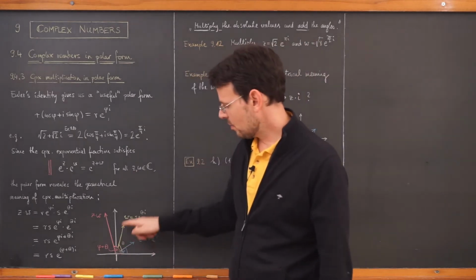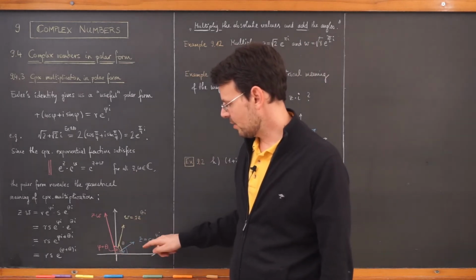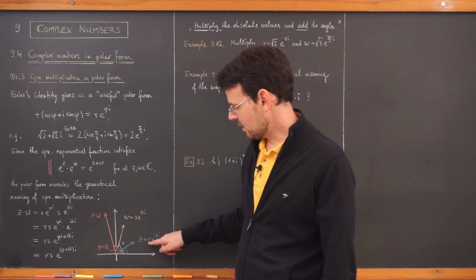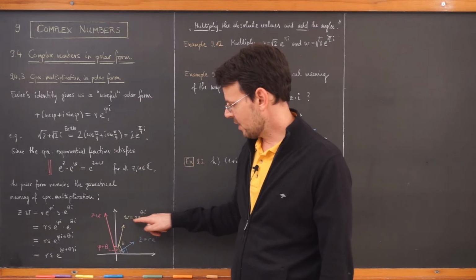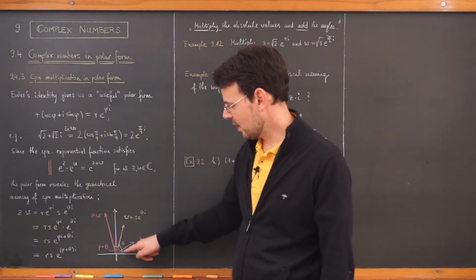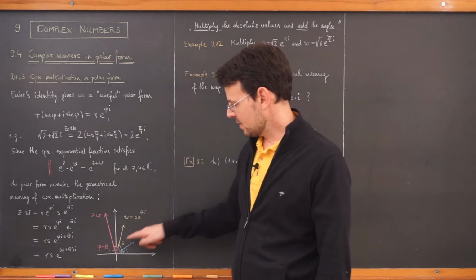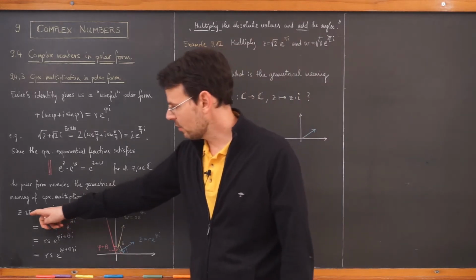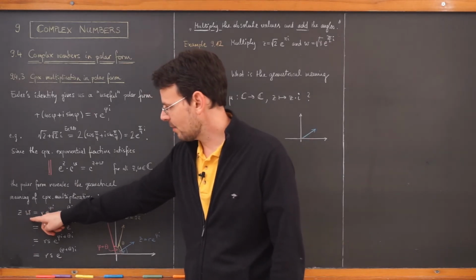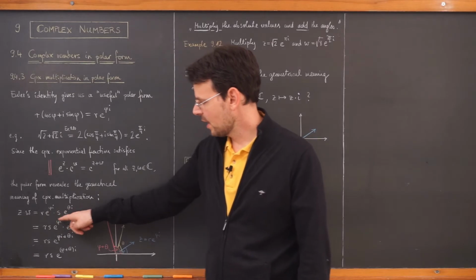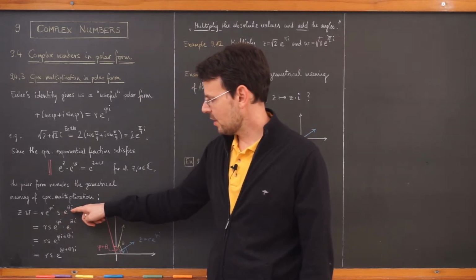And using this and the useful polar form, we can now finally understand what complex multiplication really does. So we take two complex numbers, z and w. The length of z, or the absolute value, is r, and the absolute value of w is s. The angle of z is phi, the angle of w is theta. And now we have a look at the product, z times w. This is r times e to the phi i times s times e to the theta i.